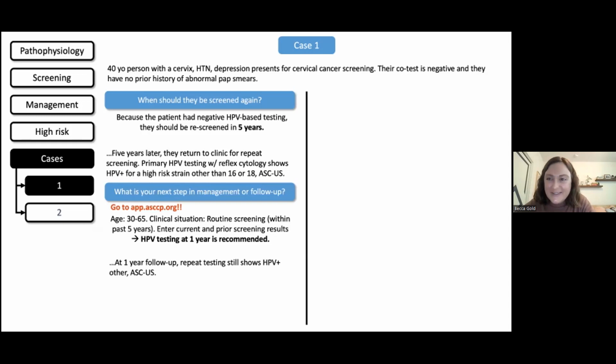Yeah, Jed, great job. Jed used the app for the website. So perfect. So at 1 year, the patient comes back, you repeat testing, and it shows the same thing. They still are HPV positive other, and they still have ASCUS. Now, what do you do? And I know at least Jed is using the website, so I'll pause for a little bit to see if folks are plugging this in.